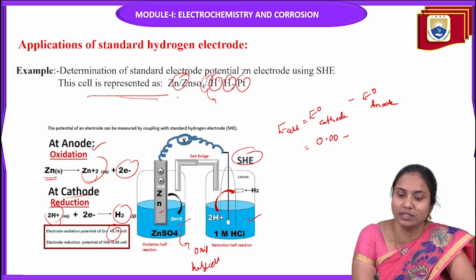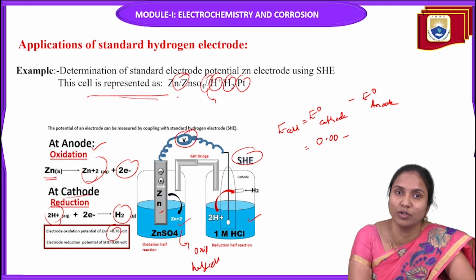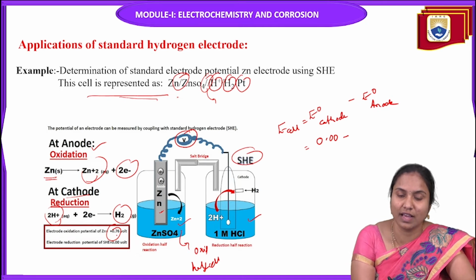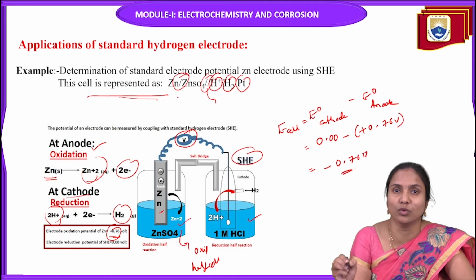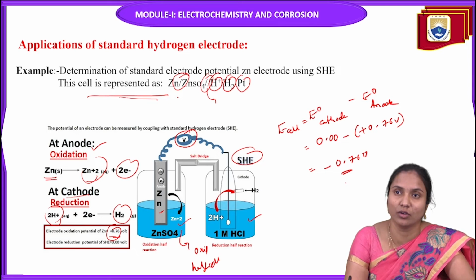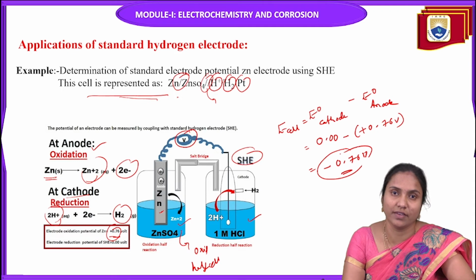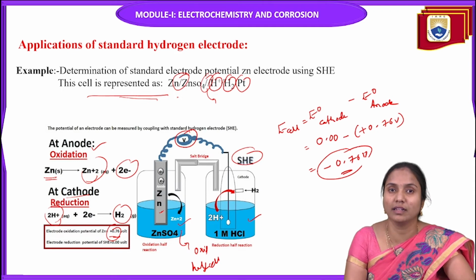The oxidation potential of the anode is detected by this voltmeter when we couple with the standard hydrogen electrode. Its value is plus 0.76 volts. So E cell value is minus 0.76 volts. This is the reduction potential of the zinc electrode. The standard reduction potential of the zinc electrode is minus 0.76. In this way we can calculate the standard reduction potential of unknown electrodes by using a reference electrode. Here we are using the standard hydrogen electrode.